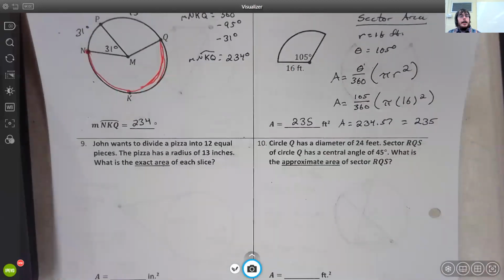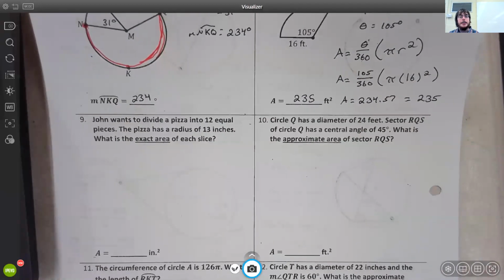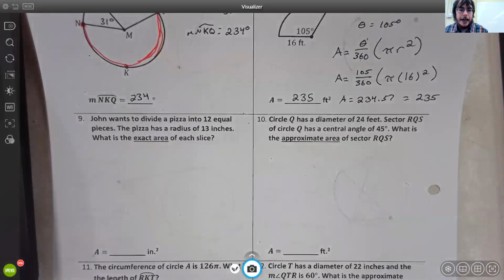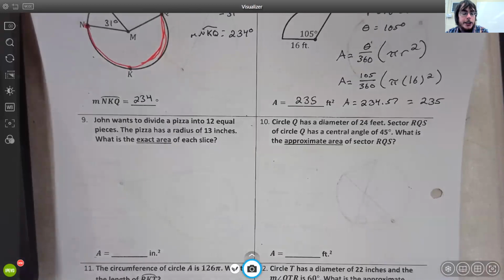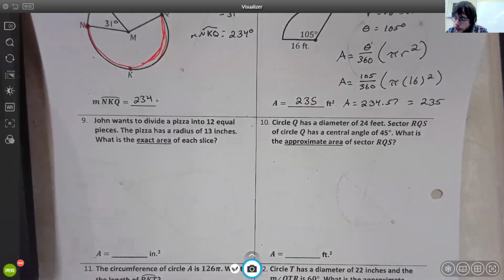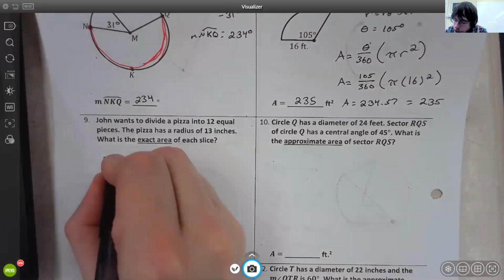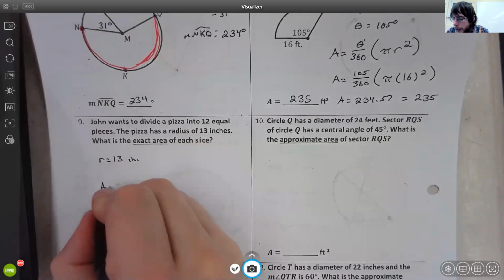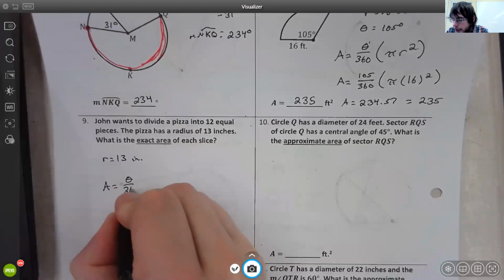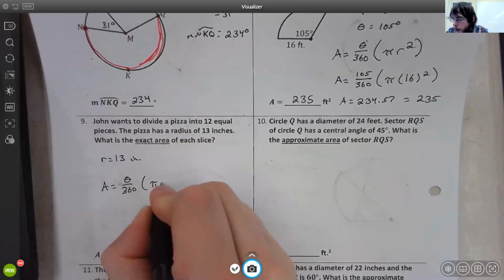Next up, number 9, John wants to divide a pizza into 12 equal pieces. The pizza has a radius of 13 inches. What is the exact area of each slice? Now, John wants to divide this whole pizza into 12 equal pieces, and we want to know the area of each slice. Well, this pizza has a radius of 13 inches, and we know we're looking for sector area, so we're going to do our area equals theta over 360 times pi r squared.